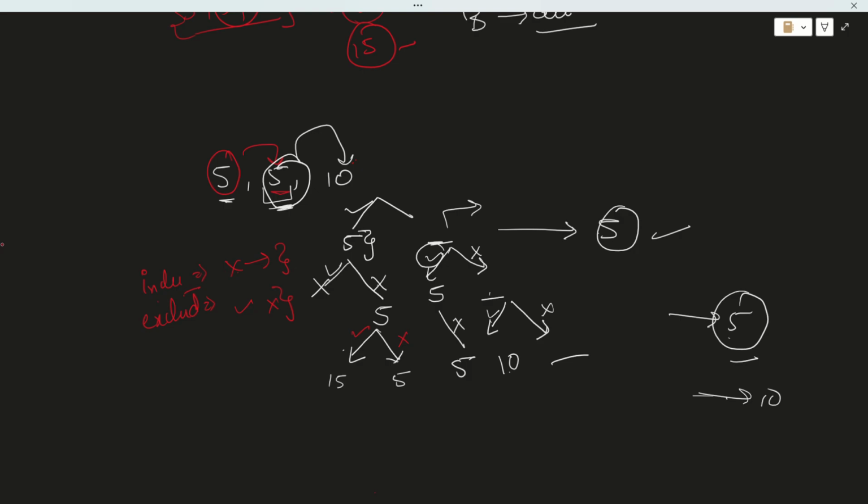Now see what I am doing. If I am going with include, what would be my next include? This was my previous include, right? And this was the exclude one, right? What would be my next include? The next include will be exclude plus the previous value, right? This one was the excluded one. If I want to include the next value, what did I do? 5 plus 10, that is 15.